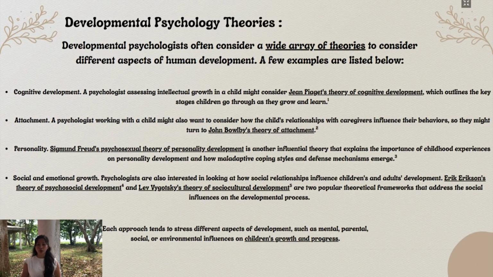Developmental psychology theories. Developmental psychologists often consider a wide array of theories to consider different aspects of human development. A few examples are listed below: cognitive development, attachment, personality, social and emotional growth. Each approach tends to stress different aspects of development such as mental, parental, social, and environmental influence on children's growth and progress.